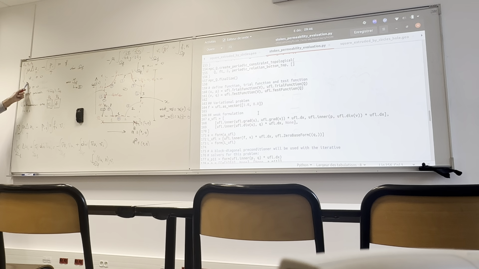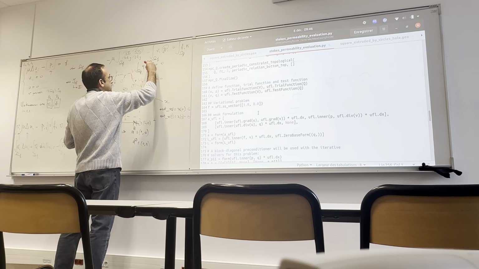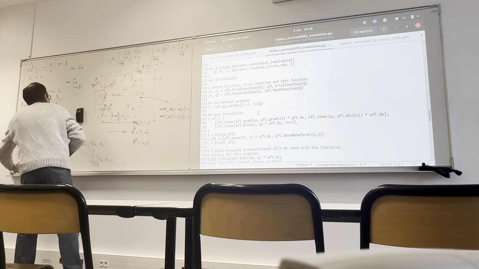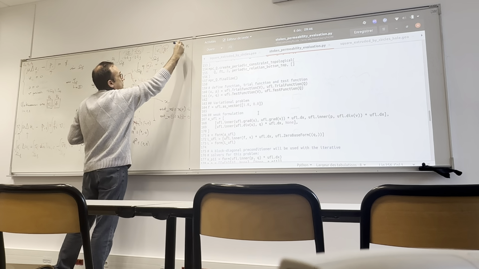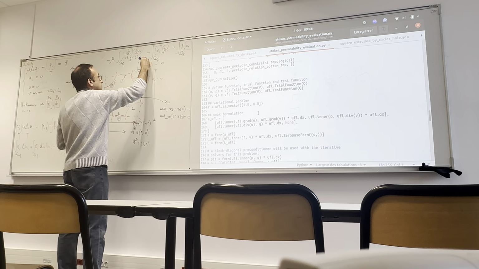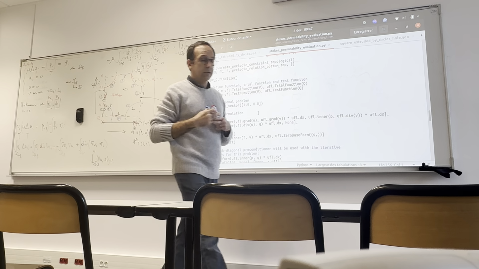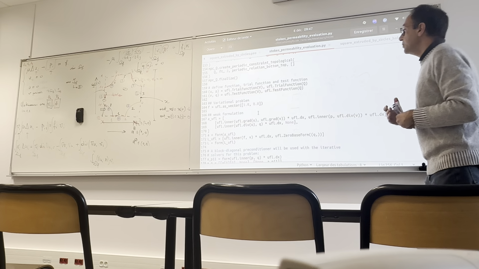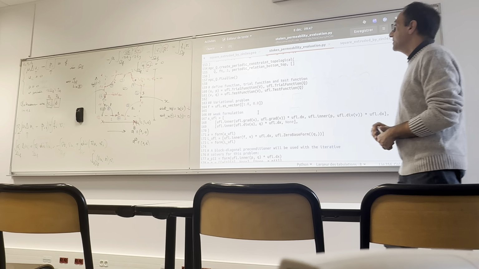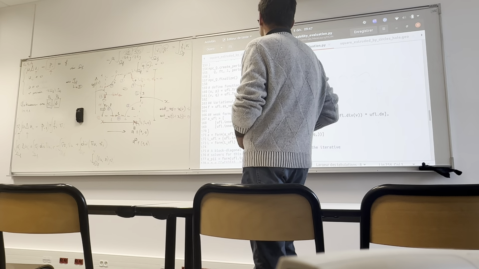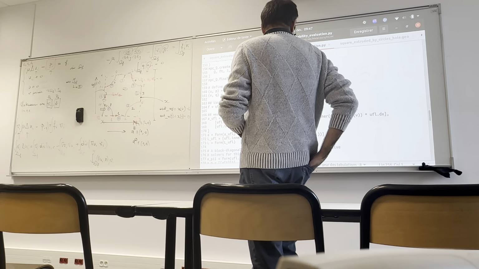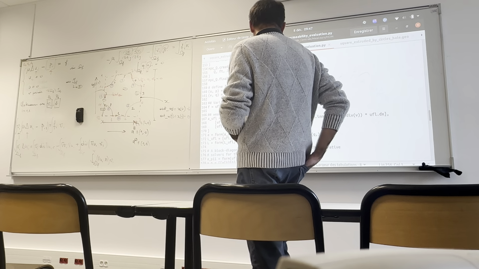Okay, so the unknowns are u_i and p. The test functions are v_i and q. Okay, and so you see what is written there.